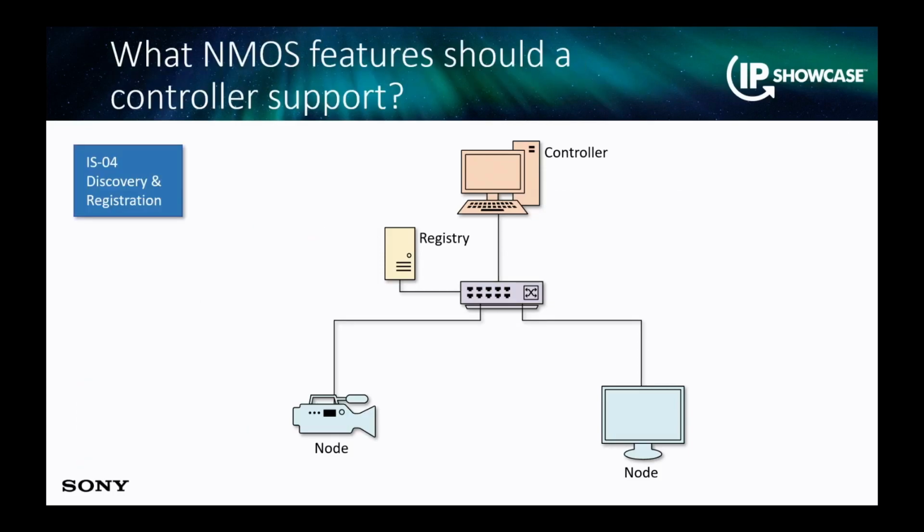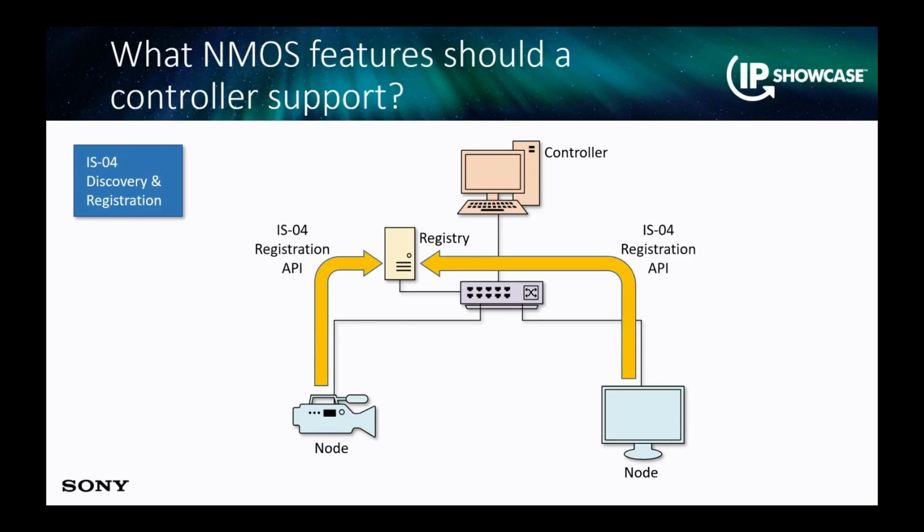In the context of IS-04, those nodes, when they're first attached to the network, make everything else on the network aware of their presence by first discovering the registry on the network and then using the IS-04 registration API to add themselves to that registry's database. And then the controller's job is to use the IS-04 query API to find out about all those nodes on the network and be able to add them to the controller's user interface.